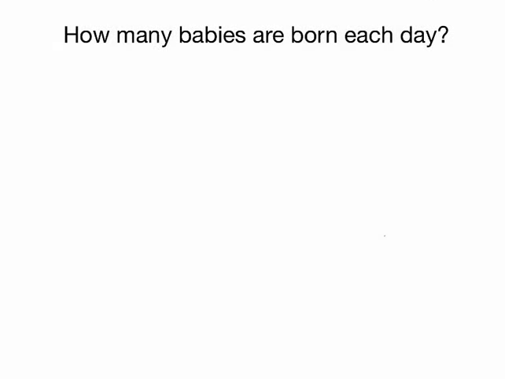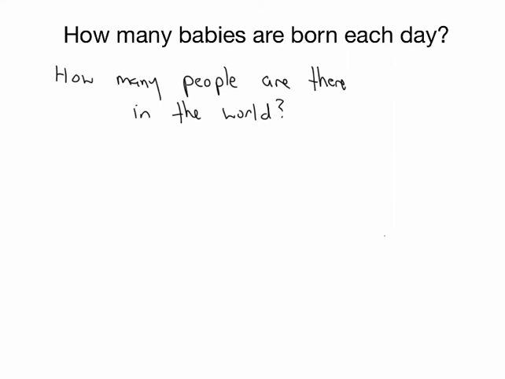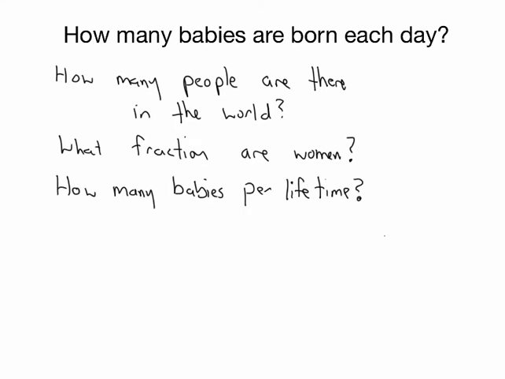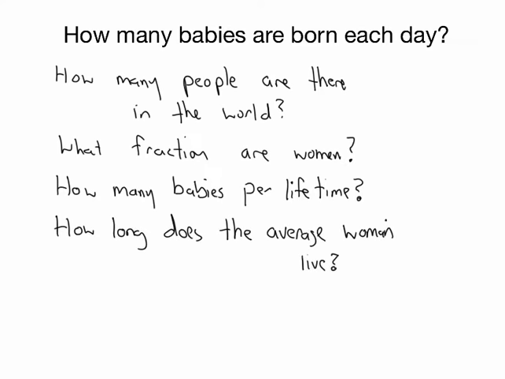So now let's do an example. The problem that we're going to answer is how many babies are born each day. We're going to need to know several things to calculate this. First off, the number of babies that are born depends on the number of people there are in the world, so we need to know that. Furthermore, we need to know what fraction of those people are female, because women are the ones that have babies. We also need to know how many babies the average woman has per lifetime. There's, of course, tremendous variability, but there has to be some average number. And then we want to know how long the average woman lives, because the number of babies per lifetime divided by how long an average woman lives is the probability that a woman would have a baby on any random day.